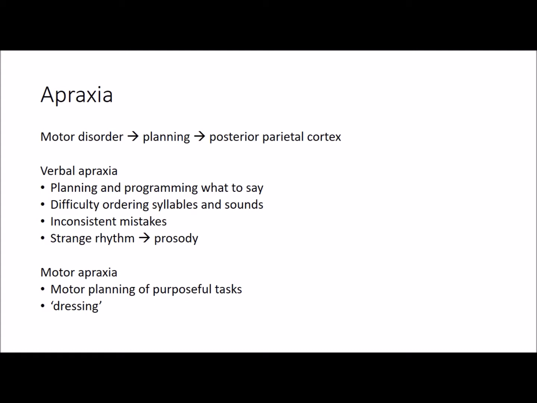In apraxia, you can have different types. In verbal apraxia, the patient will have difficulty planning and programming what they want to say. They'll have problems ordering syllables and sounds, and they'll have a very strange rhythm when they speak. Whereas you can also have motor apraxia, which is where you have difficulty planning tasks.